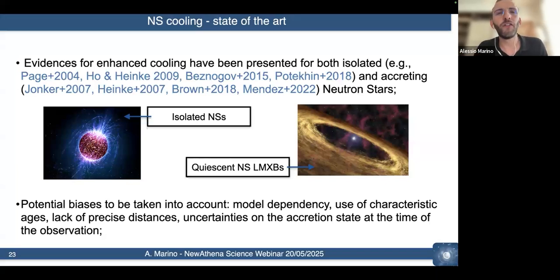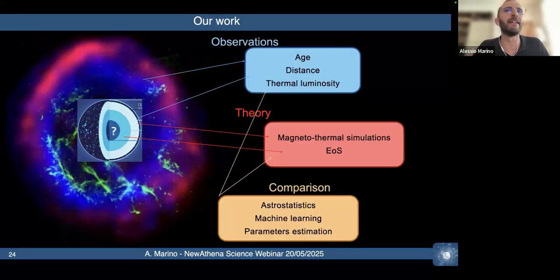So because of all of these biases, we wanted to do a reboot of this technique, starting from scratch and basically analyzing all the observations that we could find in the archive, but using this time up-to-date ages and distances for all of these neutron stars. Then we ran magneto-thermal simulations to simulate the cooling histories of these neutron stars, and finally compared theory and observations by means of machine learning and astrostatistical techniques.